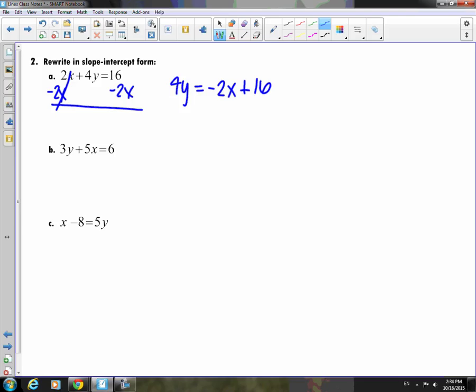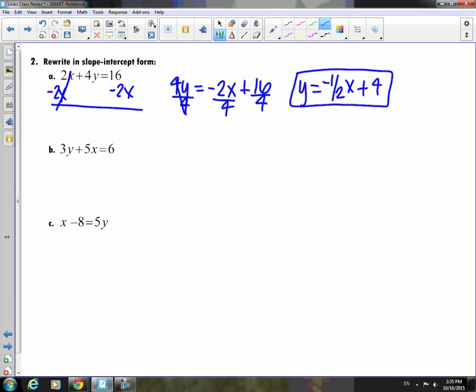Again, you want to put that negative 2x first, so it's in mx plus b form. And then I need to get rid of the 4, so I'm going to divide everything by 4. So that's going to leave me with y equals negative 1/2. Again, 2 divided by 4. Careful there, reduce. And then x plus 16 divided by 4 is 4.